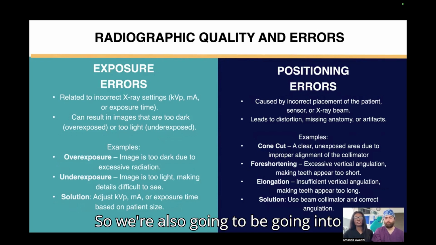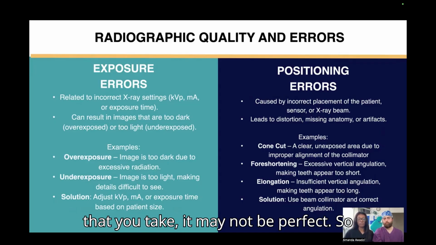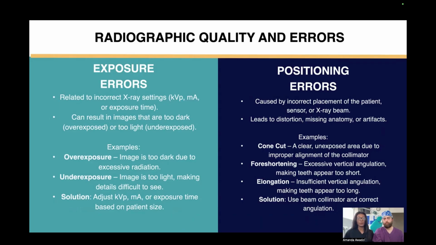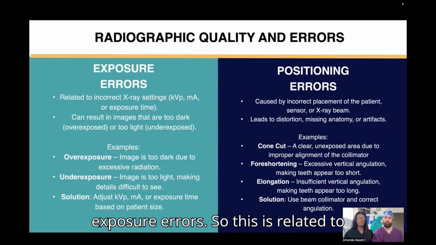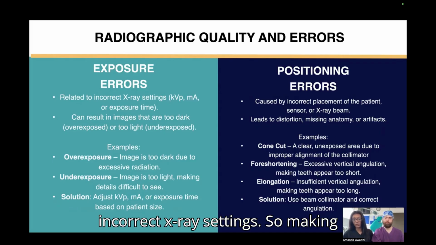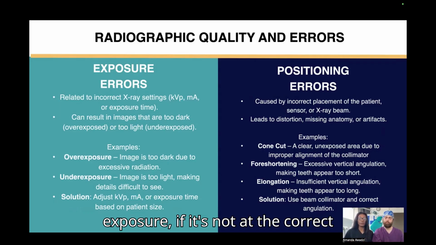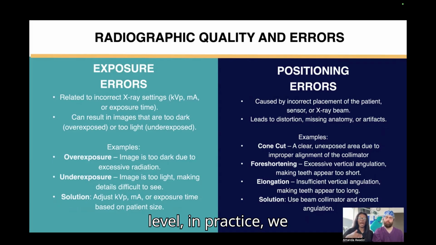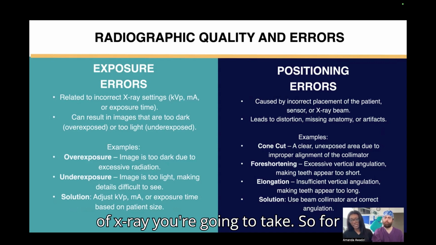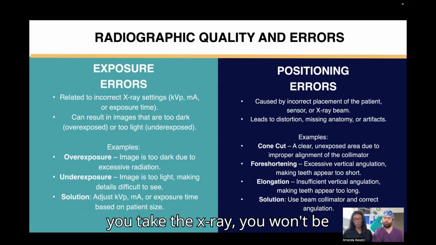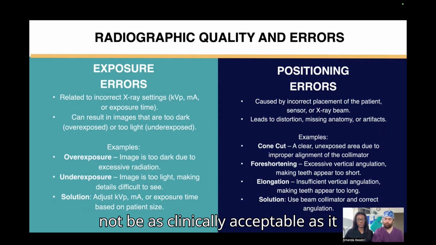So we're also going to be going into radiographic quality and errors. So obviously with every X-ray or radiograph that you take, it may not be perfect. So one of them that we commonly see is exposure errors. So this is related to incorrect X-ray settings. So making sure that your X-ray radiation or the exposure is at the correct level. In practice, we actually have a machine where you press the button for which type of X-ray you're going to take. So for instance, if you press the wrong one and you take the X-ray, you won't be surprised to find out that your X-ray may not be as clinically acceptable as it should be.